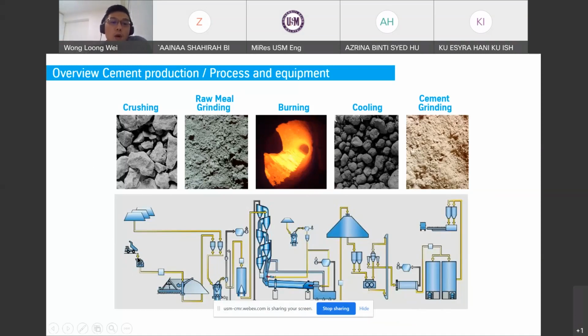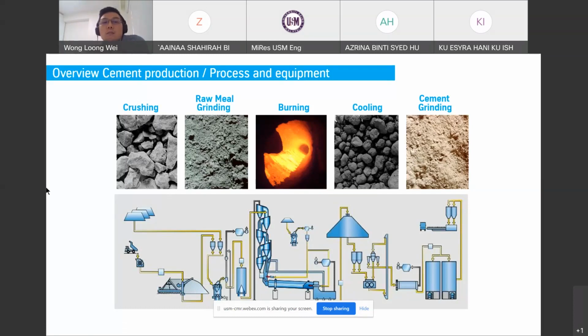The crusher here will crush the limestone to a smaller size, from a 1 meter cube to around 20 to 30 millimeter cube. So it's a downsize from 1 meter cube to around 20 to 30 millimeter cube of the limestone size. And this limestone further goes for the grinding process.